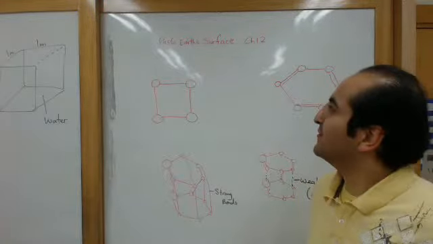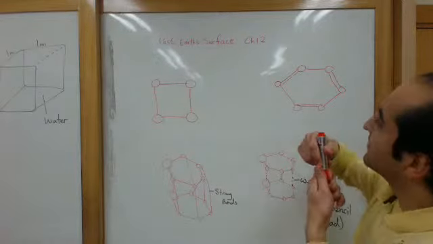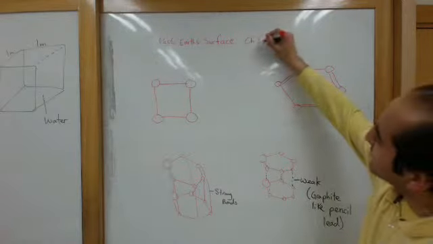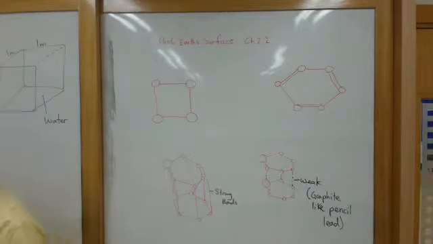Hi, this is Mr. Moreno. This is for past 6. It's Earth's surface, chapter, whoops, not 1, chapter 2.2. And this is about minerals. Actually, this whole chapter is about minerals.